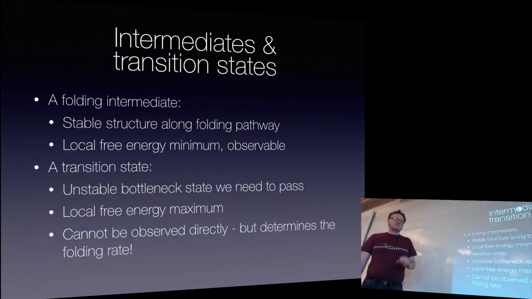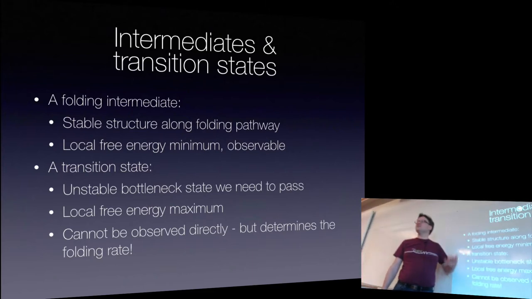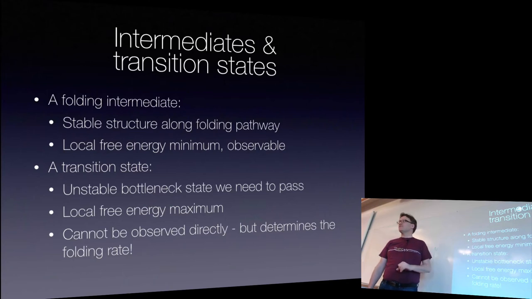So there are two types of states that I've shown you. One of them is folding intermediates, and you can determine folding intermediates. The molten globule is a folding intermediate. We can find the state. It might not be super well defined, but it's something that's semi-stable. It's not the best state, but you occasionally call these metastable states. It is a local minimum in the free energy, so I can observe it.